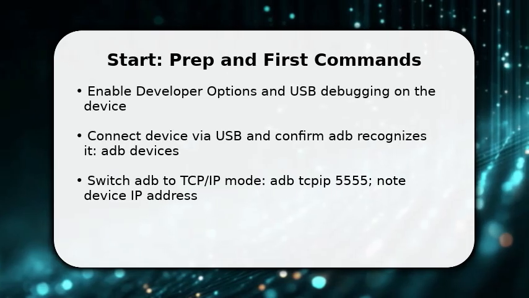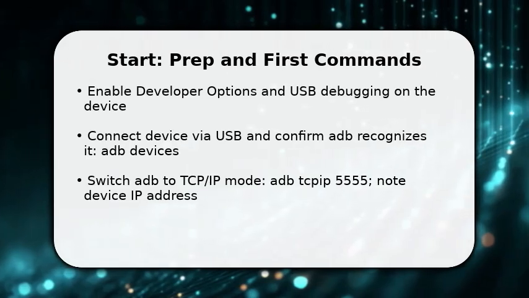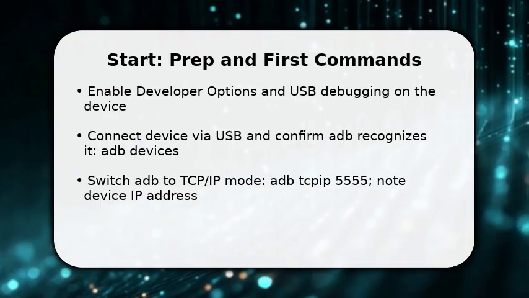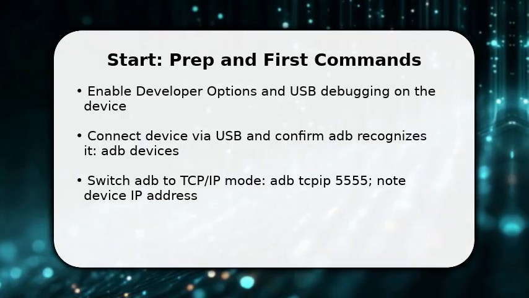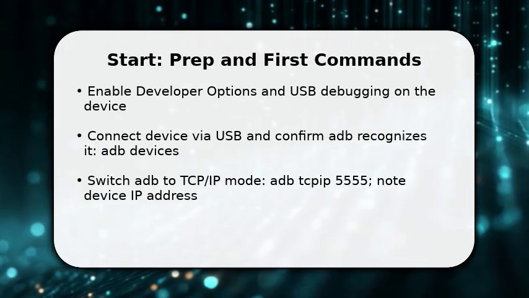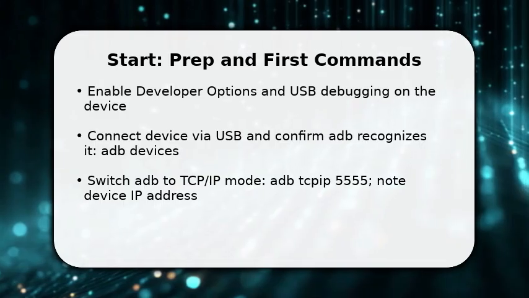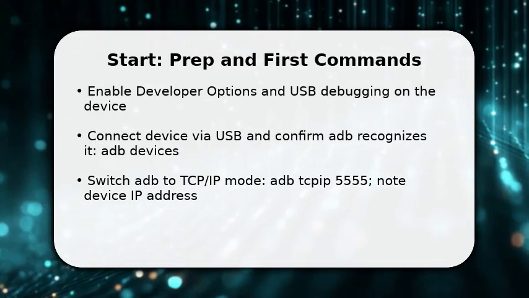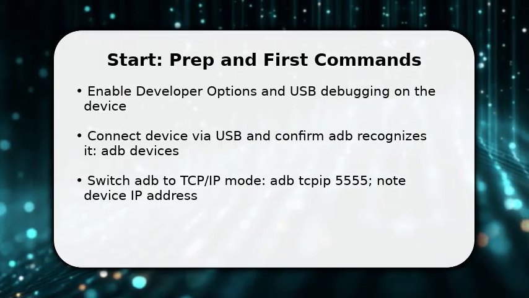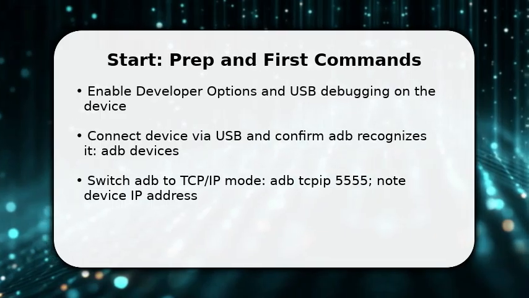Enjoy the video. You begin by enabling developer options and turning on USB debugging. This grants the PC control over ADB. Connect the device with a USB cable and run adb devices to confirm communication. Once done, switch ADB to network mode with adb tcpip 5555 so the device listens on port 5555.